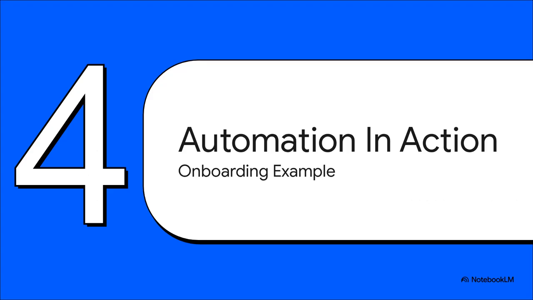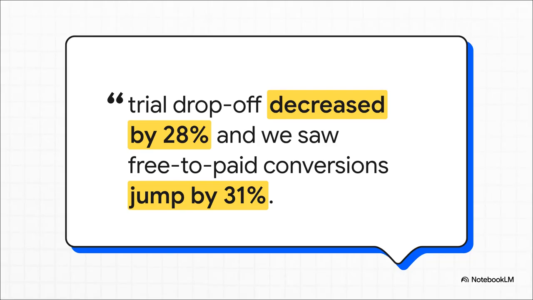Now, theory is one thing, but let's see how this stuff actually works in the wild. We're going to break down a real onboarding sequence from a company to see exactly how they use automation to guide new users. And here's why this is so important. Just look at these numbers. This isn't just about saving a bit of time. A 28% drop in people giving up on a trial, a 31% jump in free users becoming paying customers. I mean, come on. Those are absolutely game-changing results, and they're all driven by a smart, automated email sequence.